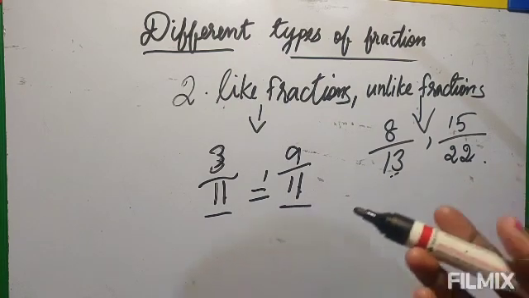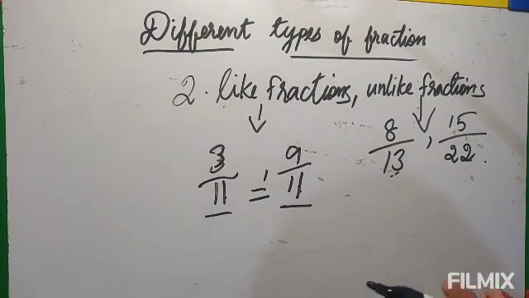In like and unlike fractions, we can compare the like fractions directly. Unlike fractions we cannot compare directly, but once you convert them into like fractions, then you can compare. But like fractions you can compare directly, and you can find out which is big and which is small.